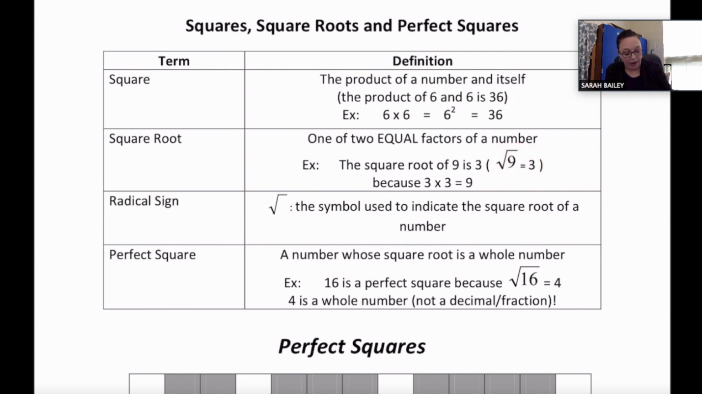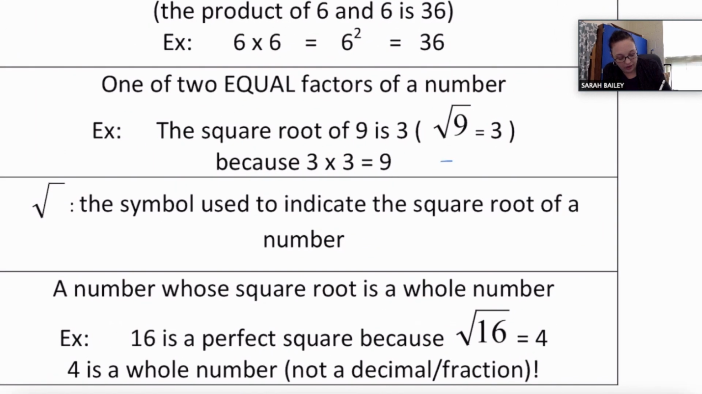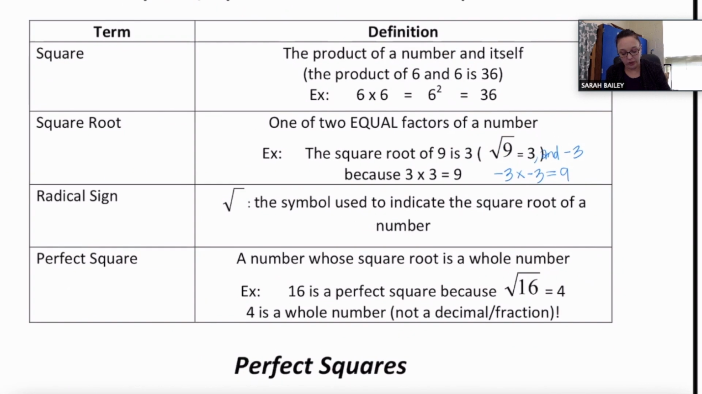I want you to add over here on the side, negative 3 times negative 3 is also equal to 9. So the square root of 9 is 3 and negative 3. There are two square roots of every number. There's the positive square root, which this one referred to, and the negative square root. Okay, so let's just add that information in.